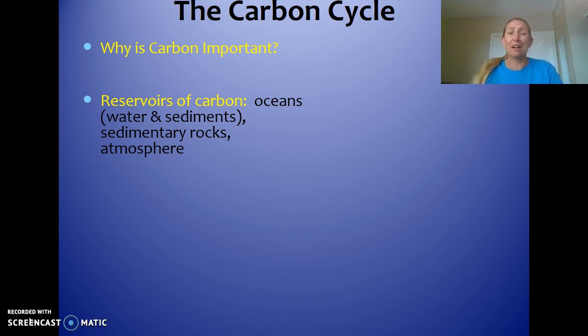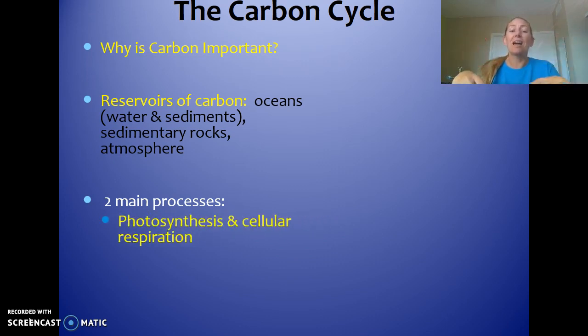Speaking of long periods of time, sedimentary rocks are also a great example of a large reservoir for carbon. And then the atmosphere: carbon dioxide in the atmosphere is a huge source of carbon. So when we talk about the carbon cycle itself, there's two processes that we generally refer to that go together, photosynthesis as well as cellular respiration. I talked about those in one of the earlier videos from the chapter. If you're not familiar with the process of photosynthesis or cellular respiration, I suggest that you become familiar with them.